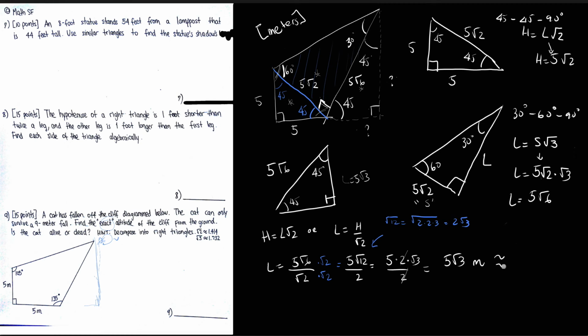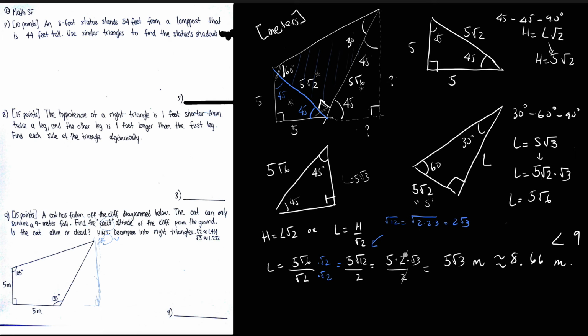So approximately, either we use a calculator or we use the data given there, that root 3 is 1.73. You multiply those two. Let's see what is 5 times root 3 using your calculator. You get that it is equal to 8.66 meters. Oh, and this is less than 9. So that means that our cat will survive from falling from that cliff.